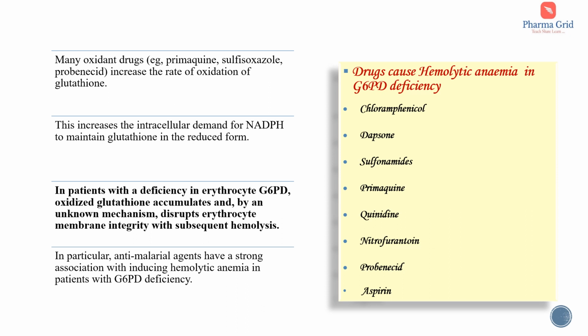integrity with subsequent hemolysis. In particular, anti-malarial agents have a strong association with inducing hemolytic anemia in patients with G6PD deficiency. So the drugs causing hemolytic anemia in G6PD deficiency include chloramphenicol, dapsone, sulfonamides, primaquine, quinidine, nitrofurantoin, probenecid and aspirin.